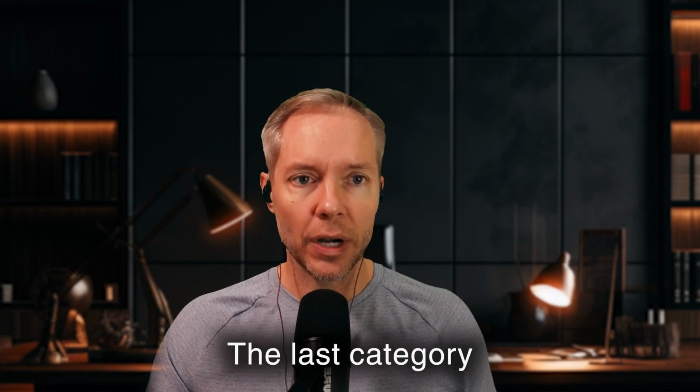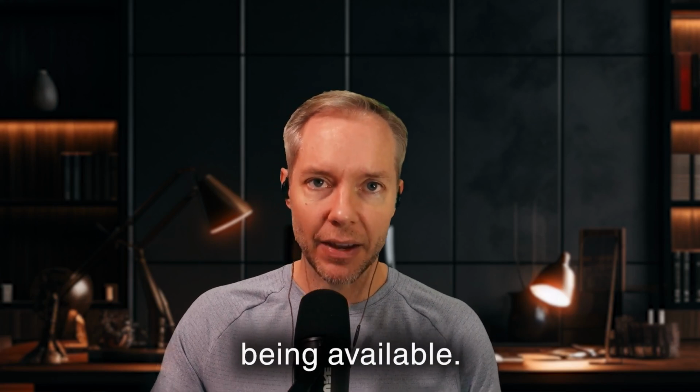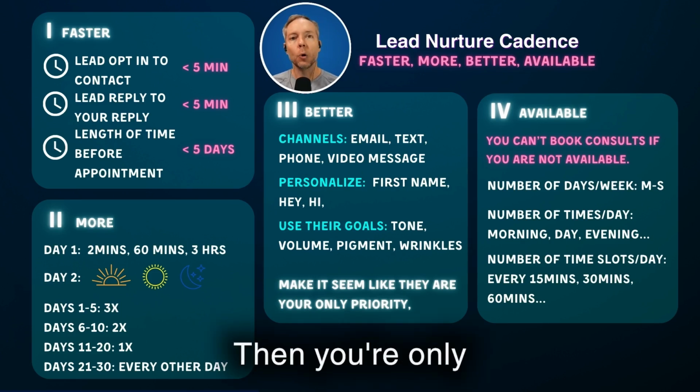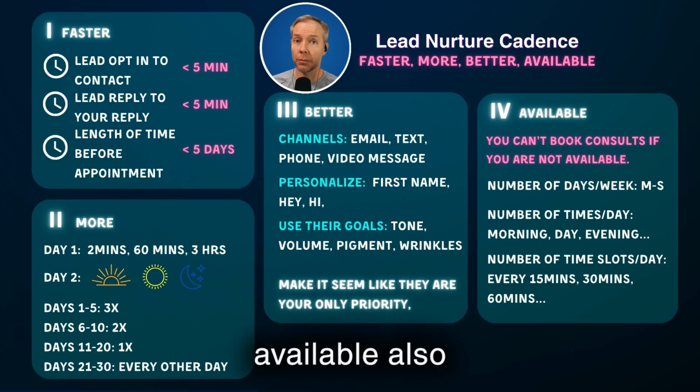The last category is availability, or being available. This seems like a no-brainer, but the reality is some people only allow consultations at certain times, and that becomes your biggest bottleneck. If you can do all of the work and pay for the advertisement to get the lead, and then you're only available on Friday afternoon for 2 hours, then you're only going to ever book people that are available also on Friday afternoon for those 2 hours.